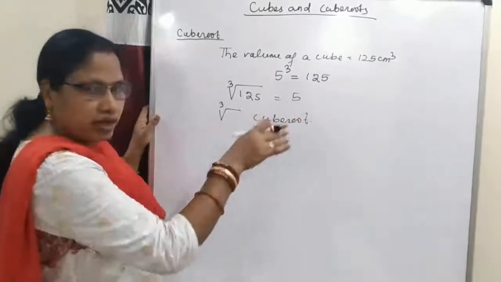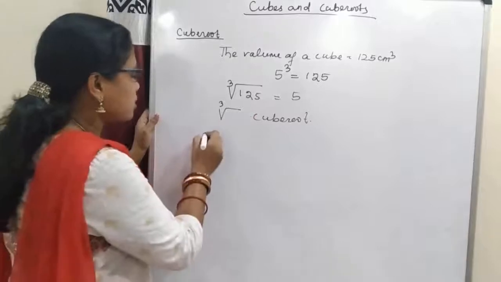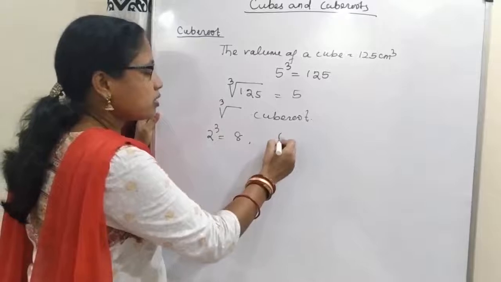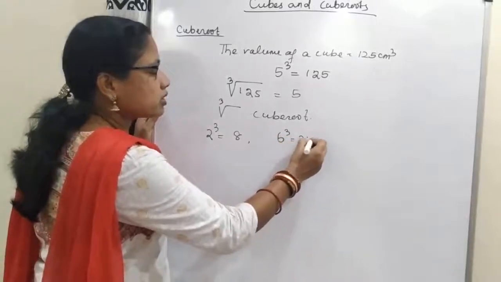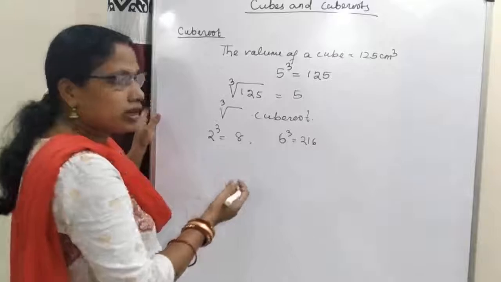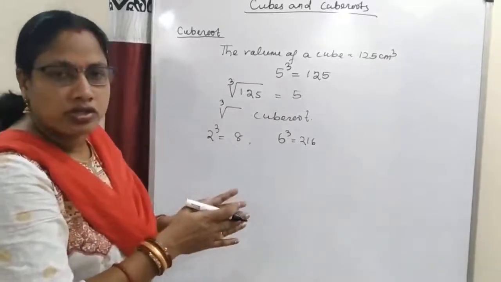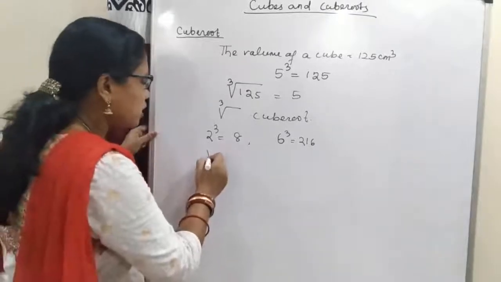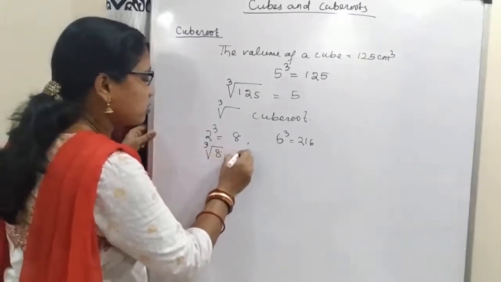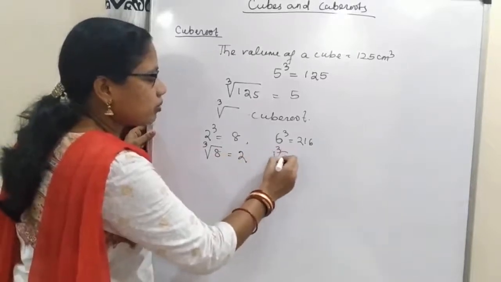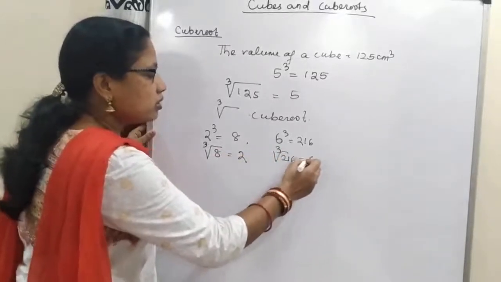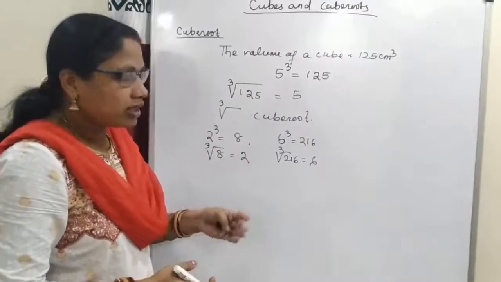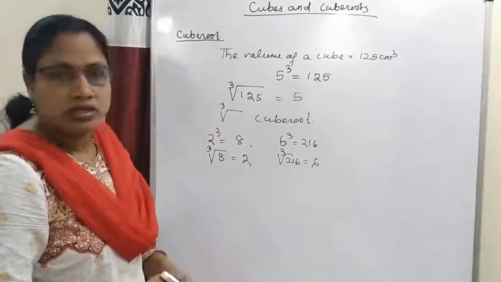In our previous class we discussed that 2 cube is equal to 8, 6 cube is equal to 216. Like square root, cube root is also the inverse operation of finding the cube. So the cube root of 8 is equal to 2, and the cube root of 216 is equal to 6. To find the cube root of a number, we shall discuss two methods. So let us discuss that.